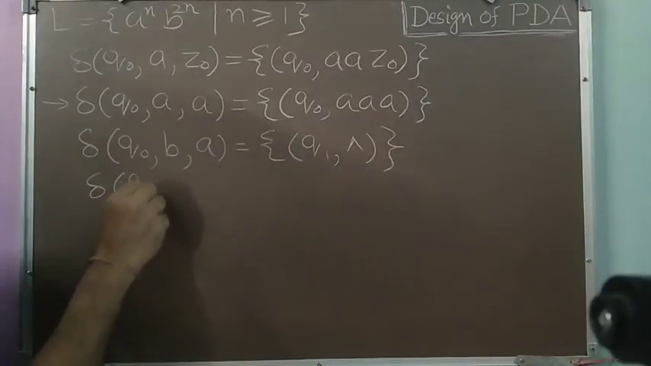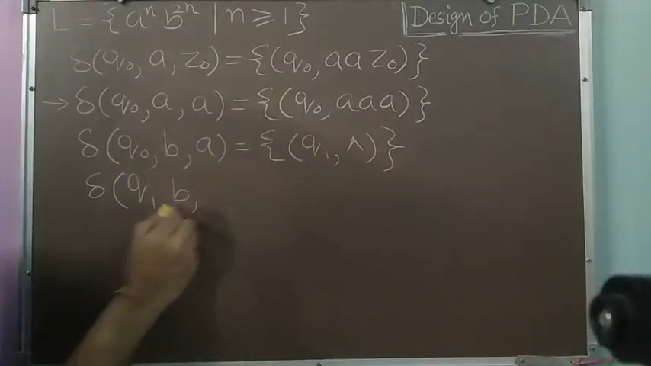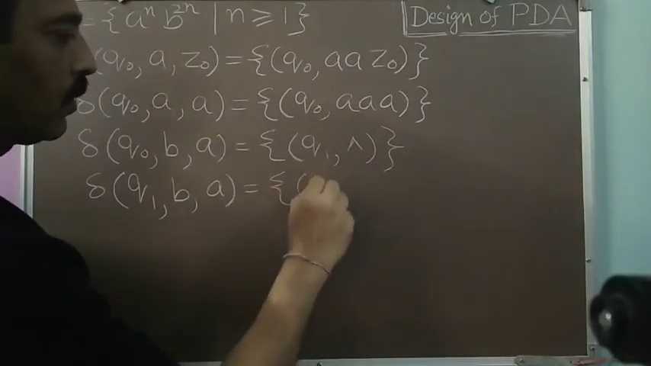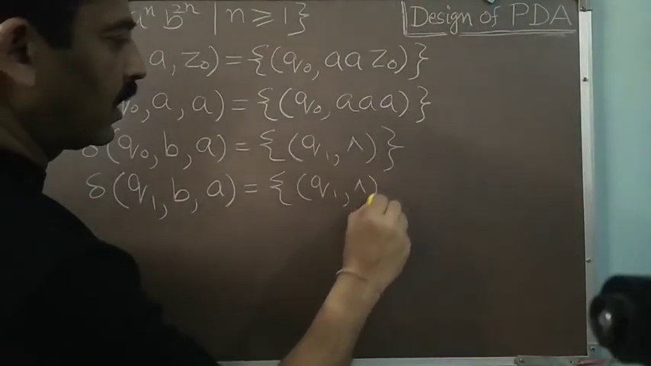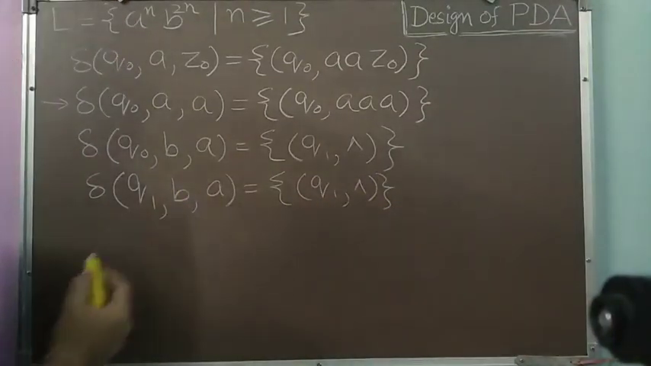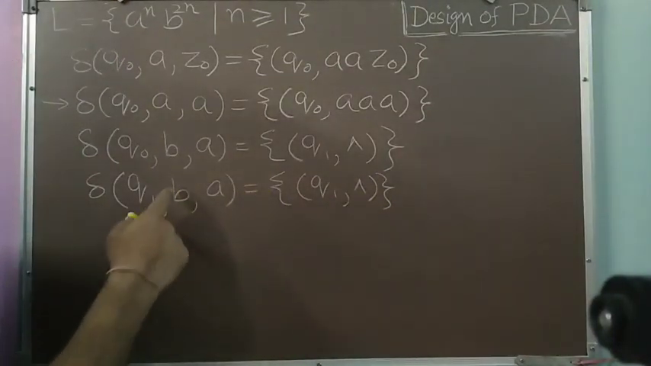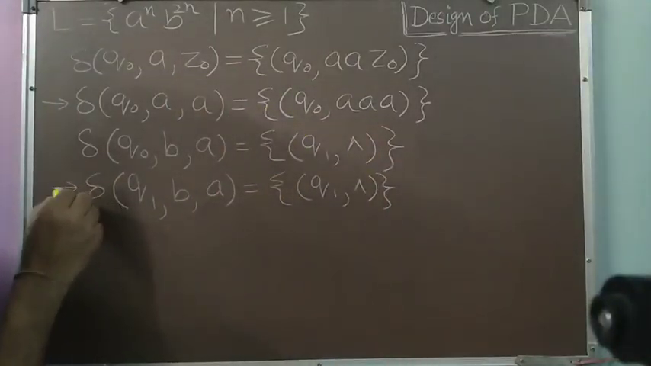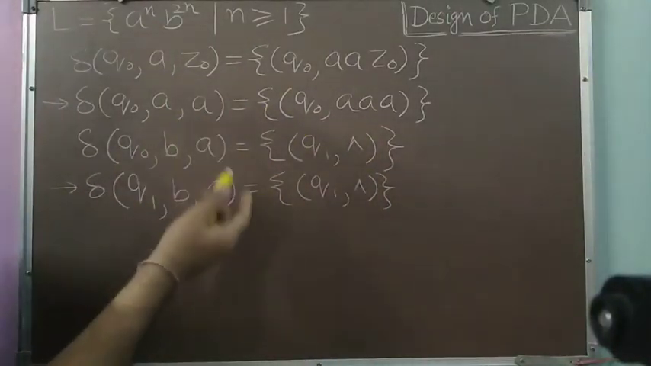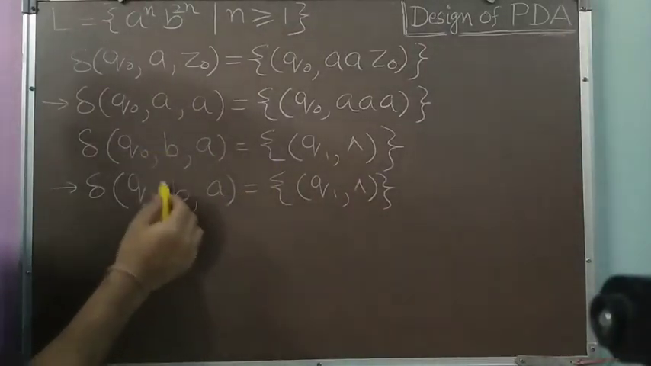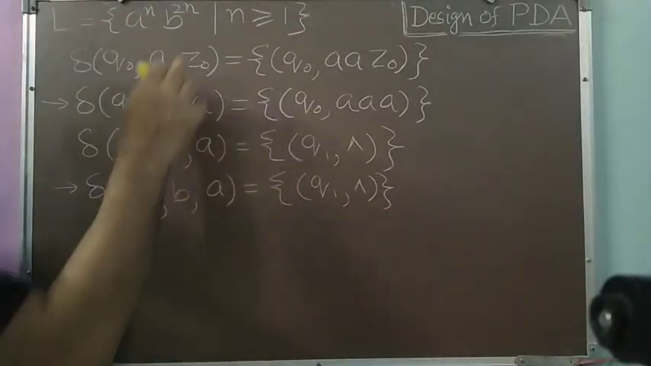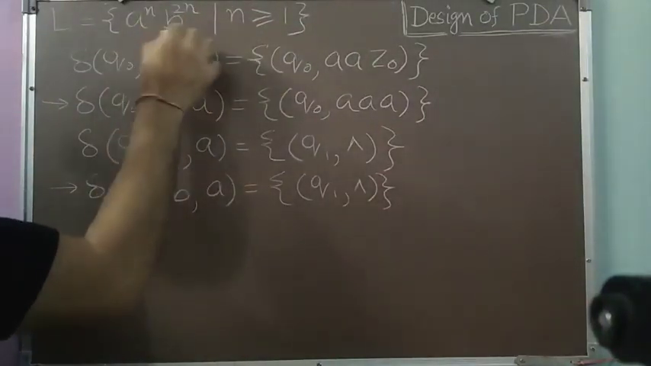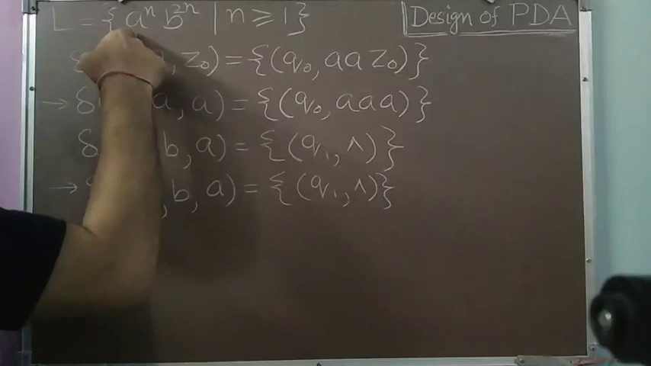So then delta Q1, I will be receiving another B. At the top of the push down store is A. So I will remain in this state Q1, and writing a null means I will be deleting this topmost push down store symbol, that is A. So corresponding to each B, I will be removing an A. This particular transition I will be using multiple number of times, removing one A corresponding to each B.